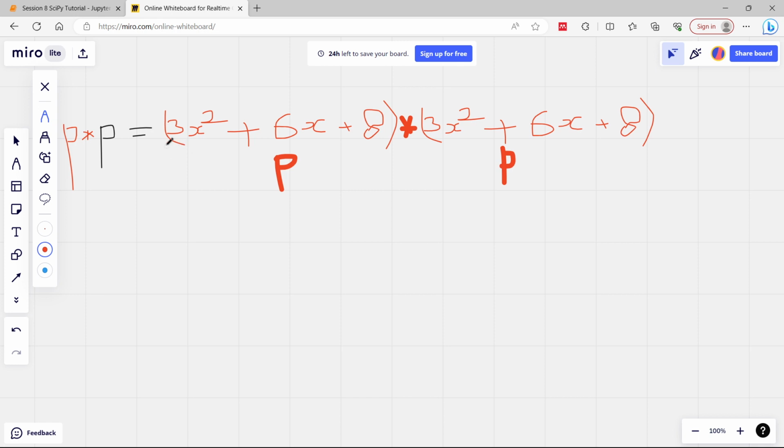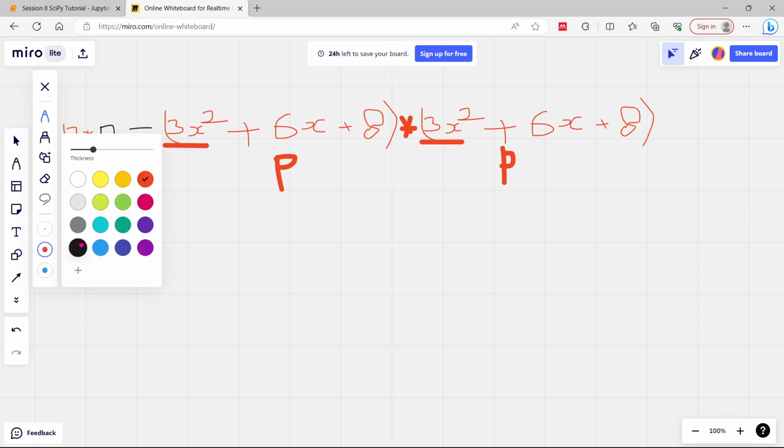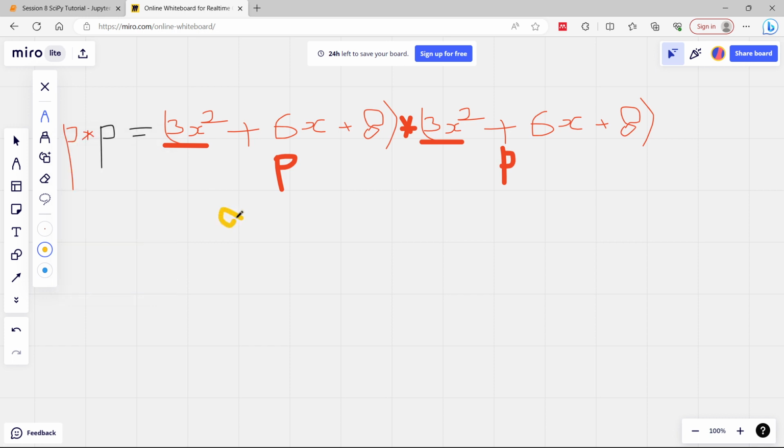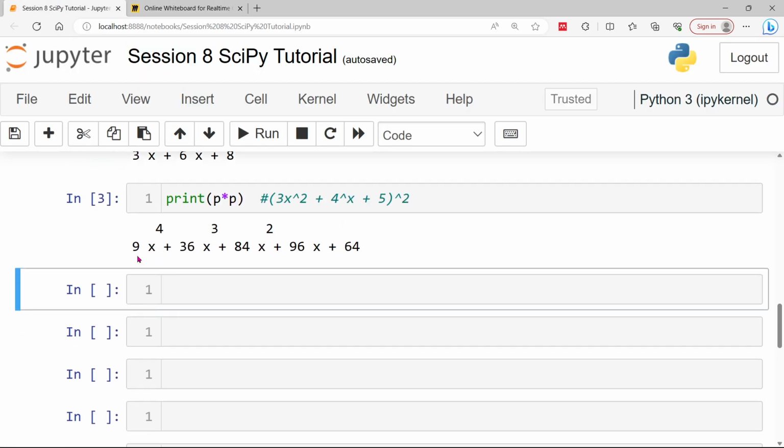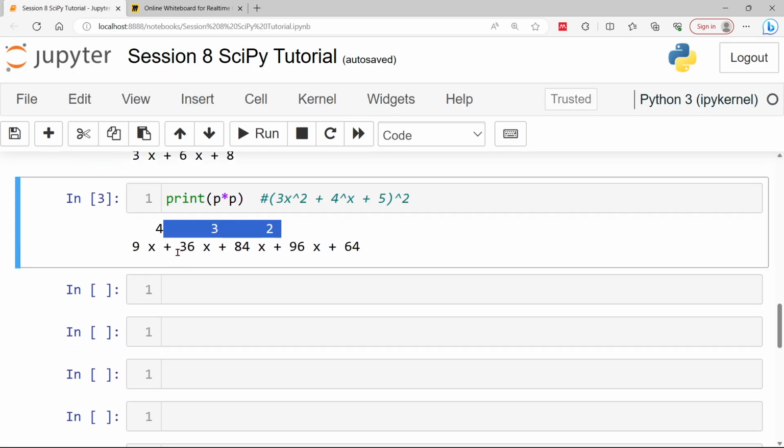If you multiply the first term, 3x squared into 3x squared, you will get 9x raised to power 4. This would be for the first term. Can you see this 9x to the power 4? And subsequently the other terms will be there, right?